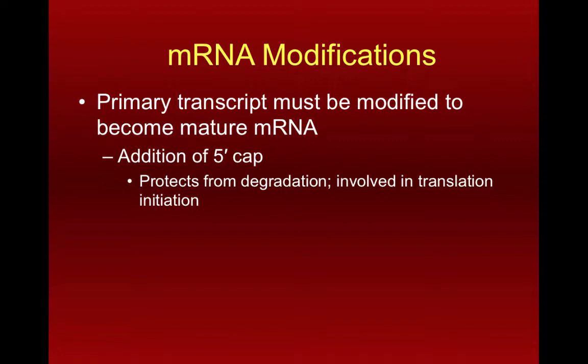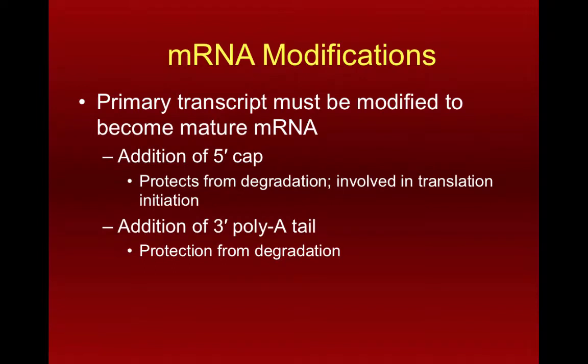So we have to protect both the 5' end with what's called a 5' cap, and we also have to protect the opposite end, the 3' end, with what's called a poly A tail. We really haven't talked yet about what 5' and 3' mean, but for right now, we're just going to say a cap goes on the 5' end, and a tail goes on the 3' end.